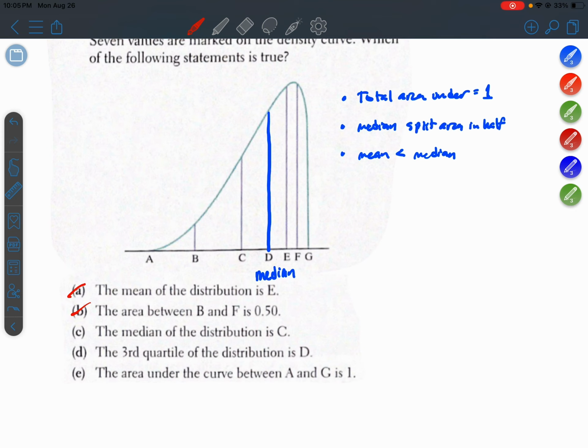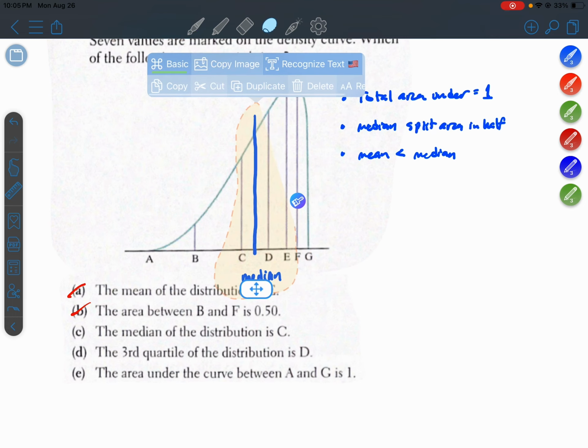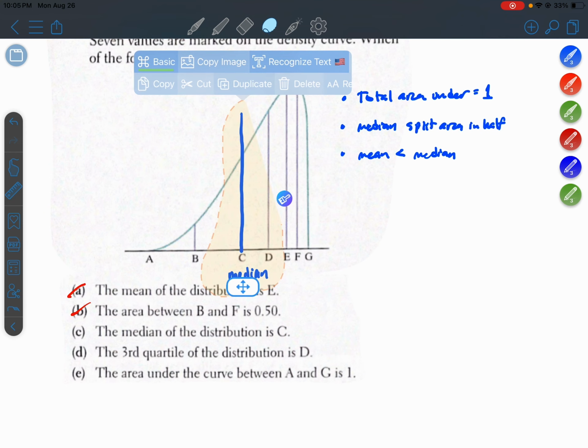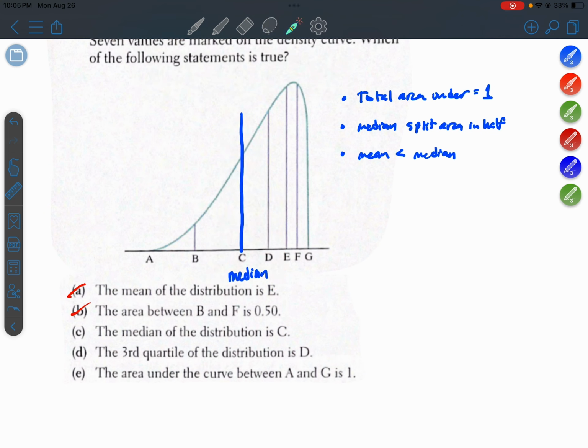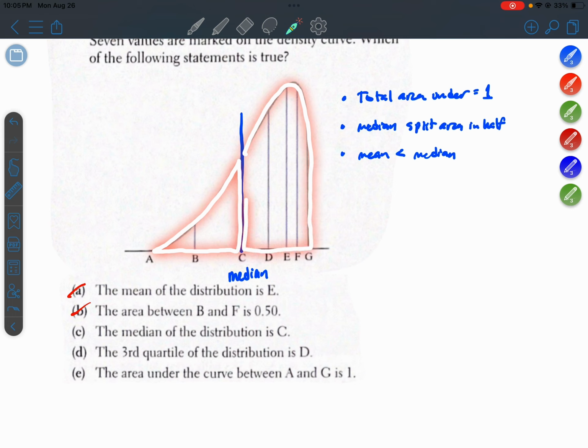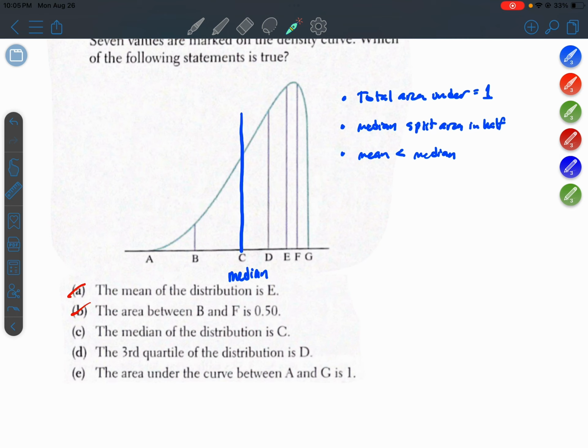All right, C. The median of the distribution is C. Now again, I highly doubt that. If the median were at C, then we're basically saying that this is 50% of the area, and all of this is the other 50%. I think that this is more than 50%, and that's less than 50%. So I don't think C is the right answer.